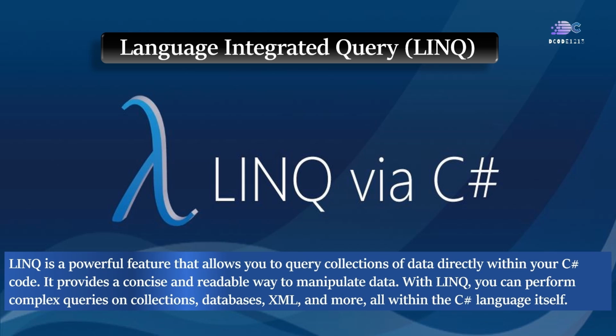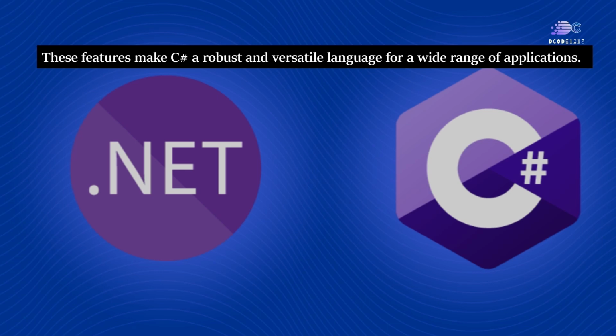Language Integrated Query. LINQ is a powerful feature that allows you to query collections of data directly within your C# code. It provides a concise and readable way to manipulate data. With LINQ, you can perform complex queries on collections, databases, XML, and more, all within the C# language itself. This feature makes C# a robust and versatile language for a wide range of applications.